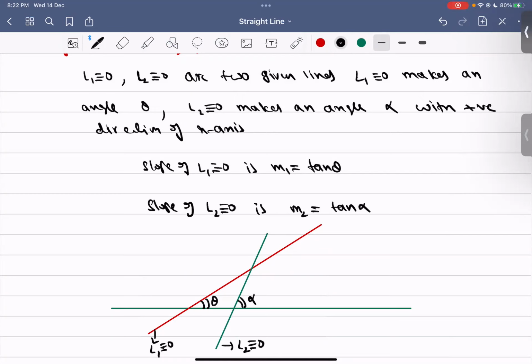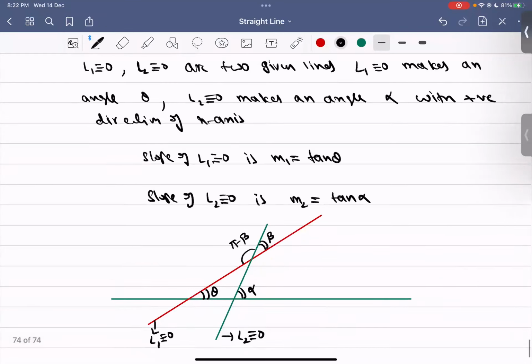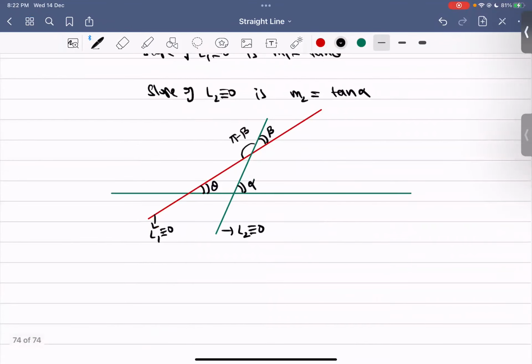Now the angle between these two lines is, suppose, beta. This is the angle. This is also considered an angle, that is, this angle is pi minus beta. So now how to find this? This angle is beta, which means this angle is also beta. Now to find the angle between the two lines, that is beta.